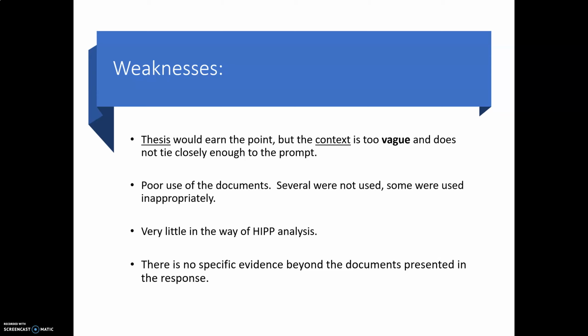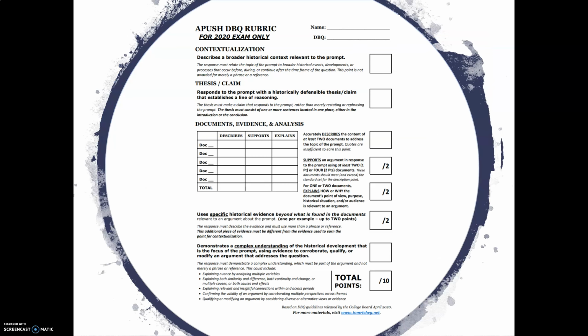They did not use the documents properly. Some of them were not used. Some of them were used in a way that was either not right or they just misinterpreted the document. So they didn't earn any points for use of the documents or description of the content of the documents. Their HIP analysis was basically non-existent, and they had virtually no specific evidence beyond the documents. So they would not earn the point there. And of course, this year you're doing 2 of those outside information, outside the document evidence, so they would get 0 out of the 2 if this were a 2020 essay.